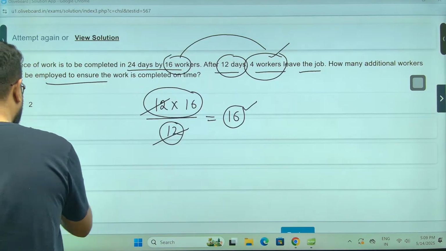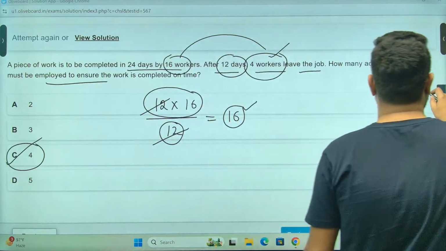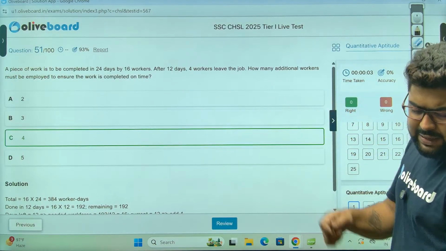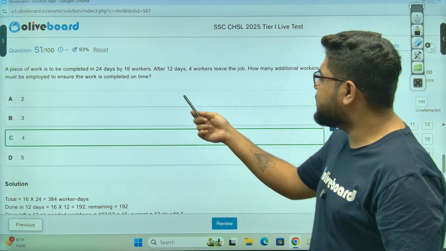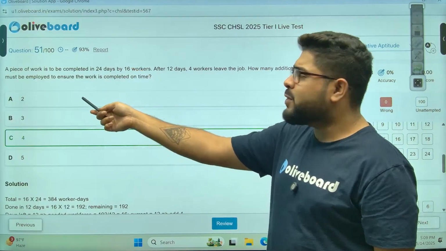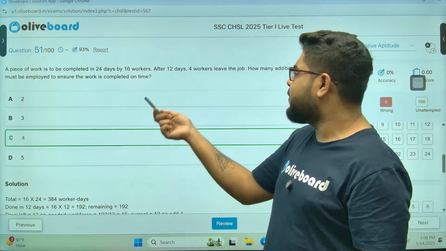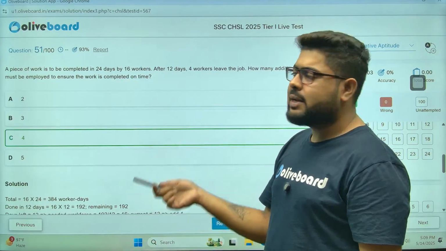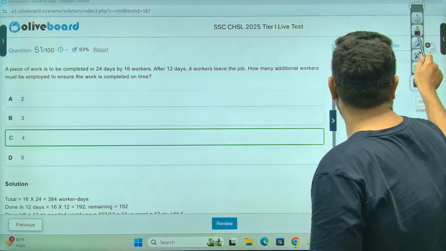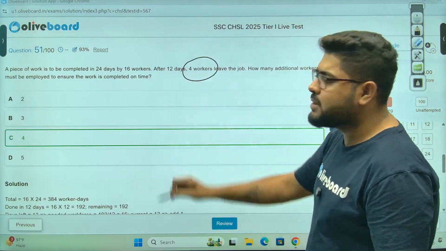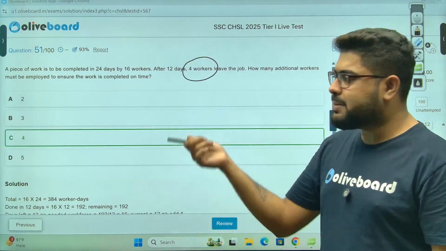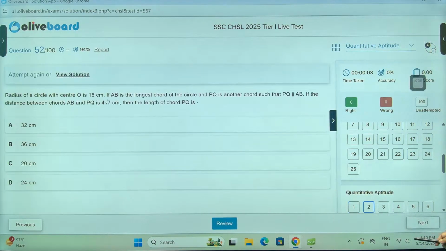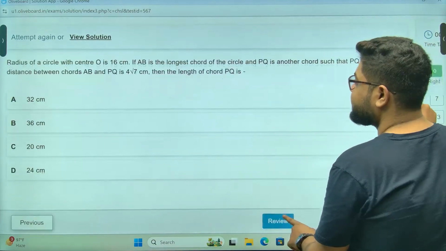If 4 workers left, then 4 workers extra they will need. It doesn't make any sense. Total 24 days, 16 workers. If 4 workers have left, and the time is 24 days only, we just need to replace these 4 workers. Then only the work will be finished in time. Doesn't make any sense, right? Okay, fine. First question was very easy.